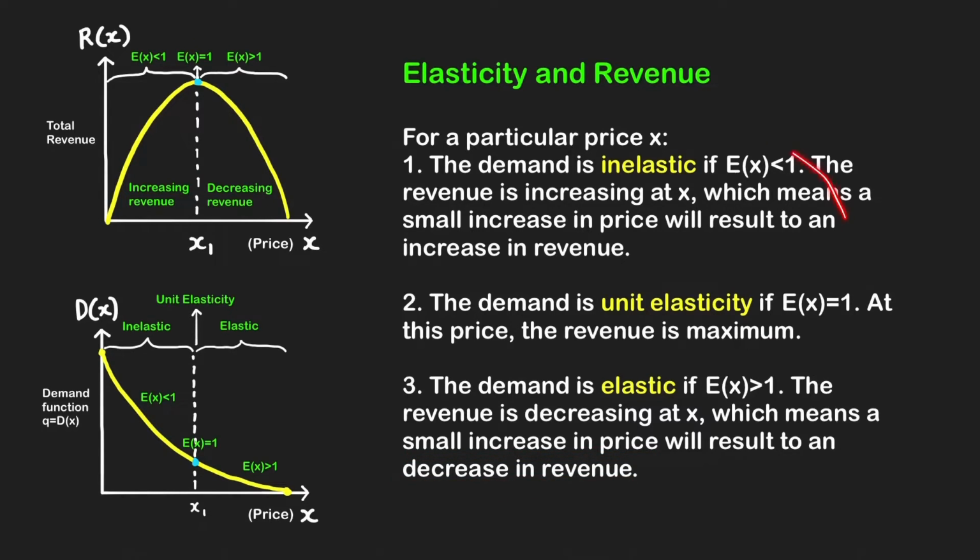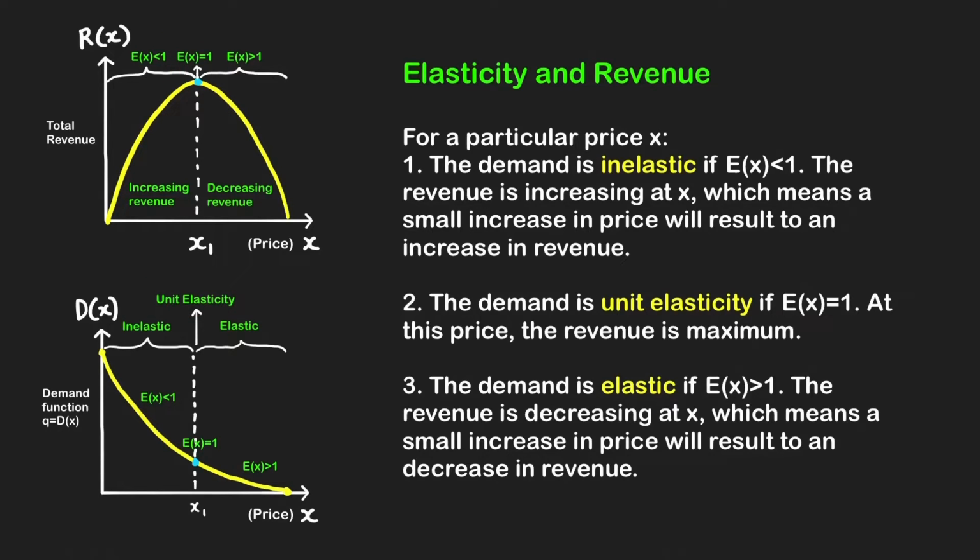So these three types of elasticity of demand are illustrated in this graph. Typically, the demand function is a decreasing function. When E of X is less than 1, we say that the demand is inelastic. When the elasticity function is greater than 1, the demand is elastic. And when E of X is equal to 1, we say that the demand has unit elasticity. When the demand has unit elasticity, we get a maximum revenue.